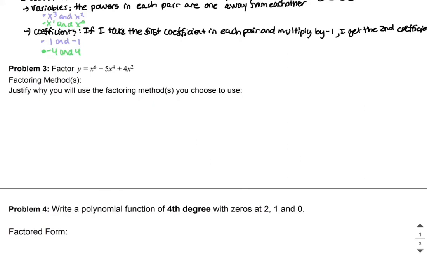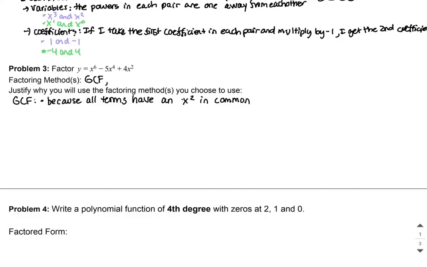But if I check the thing that I'm supposed to check first when factoring, if I check GCF, do these terms have something in common, and I take that out, then I will have the form that I need. So the first method that I'm going to use is the GCF method. All of these terms have an x squared in common. So the reason why I'm using the GCF method is because all terms have an x squared in common that I can take out.